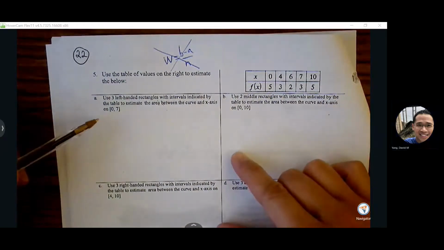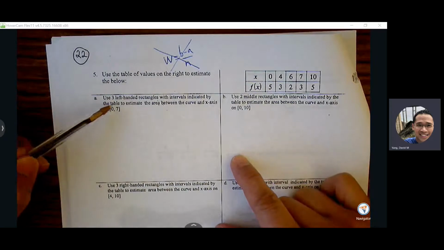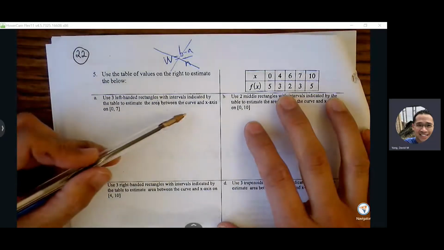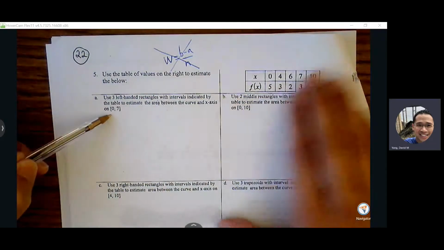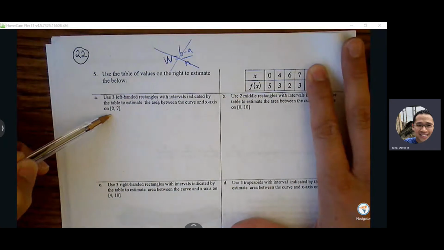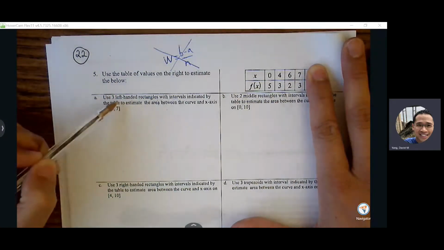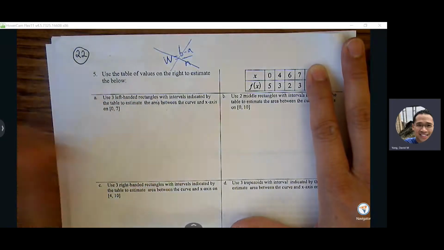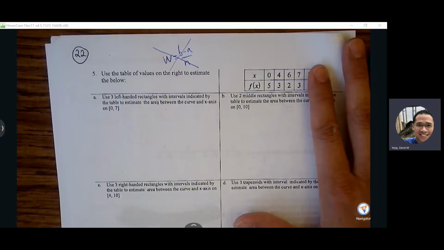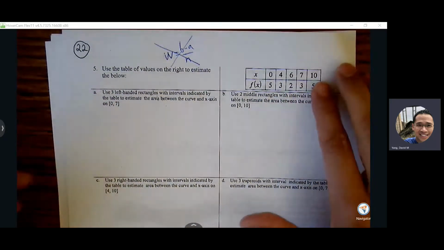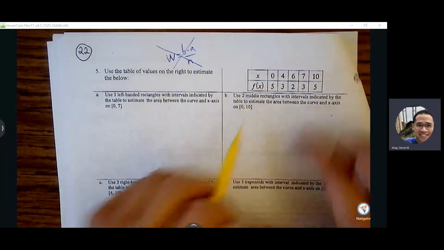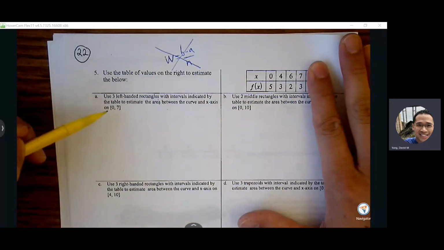Okay, so here's how we do it. It says use 3 left-handed rectangles with intervals indicated by the table to estimate the area between the curve and the x-axis between 0 and 7. So we're only going to go from 0 to 7. We're going to build brackets, and every width is not going to be the same, but every width is going to span the same number of ordered pairs. I only have one table here for all these problems, so use a pencil to mark lightly and then erase for the other problems. I'm going to do that as well.